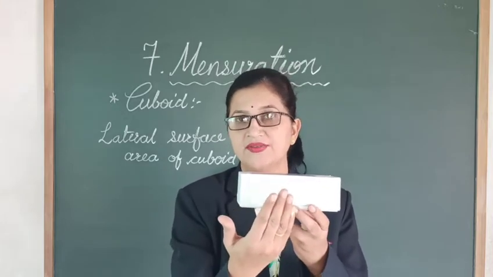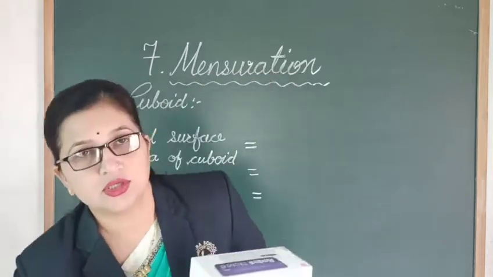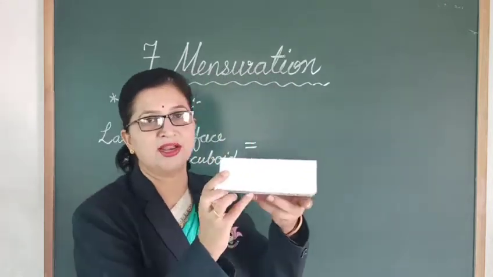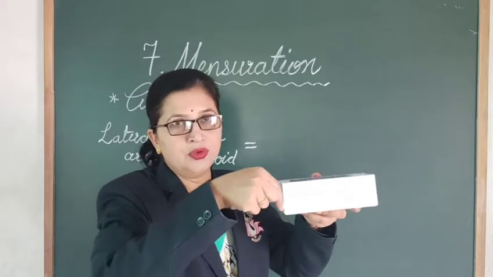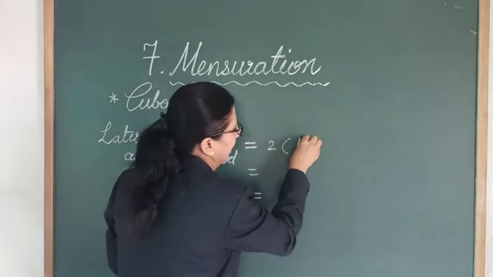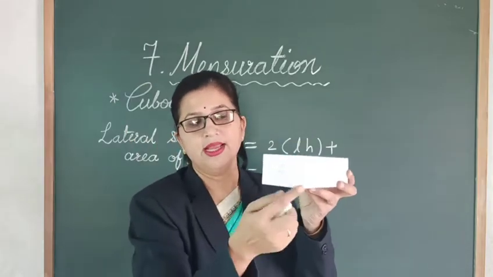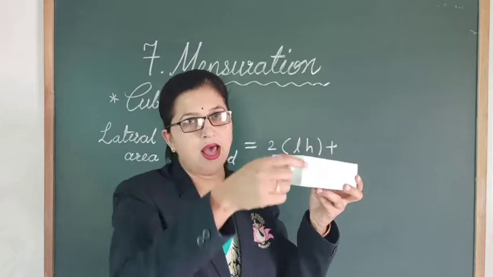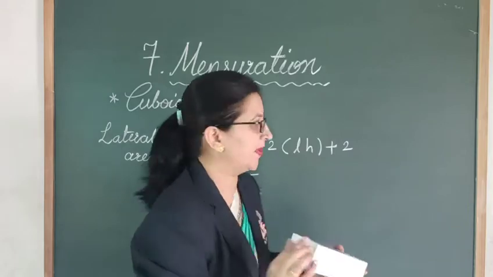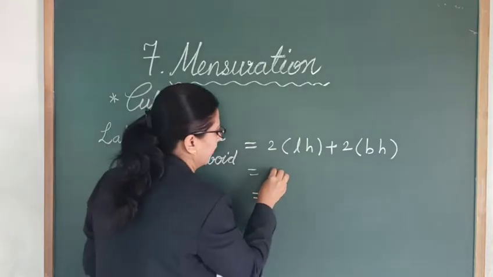Here also, as we know, this front area and this back area both are equal. So we will find out only the front and multiply it by 2. What is the area of this? Length into height. So 2 into bracket length into height plus this, that is breadth into height. We need to find out both of these, that's why we will multiply it by 2.